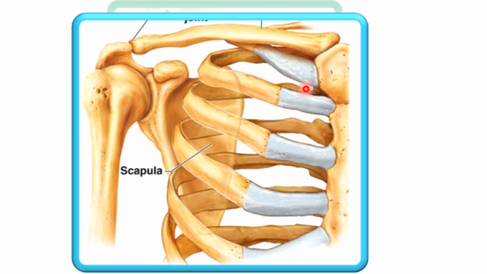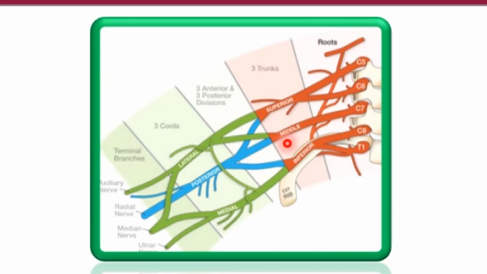So how are they formed? Let's look at this picture. We'll be seeing for each trunk 2 divisions, the anterior in the green part and the posterior in the blue part. They will form 3 cords. One will be called lateral cord, the other medial cord, and the other the posterior cord. Let's start with how the lateral cord is formed.